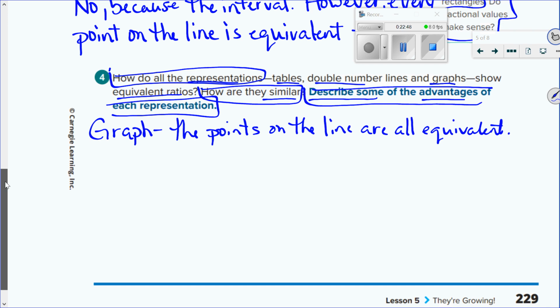Okay? So every point on that line is equivalent to that initial ratio. That is how it shows it. What is the advantage to the graph? What were a couple of things we just did on the graph that we were able to really quickly show once we had that line drawn?